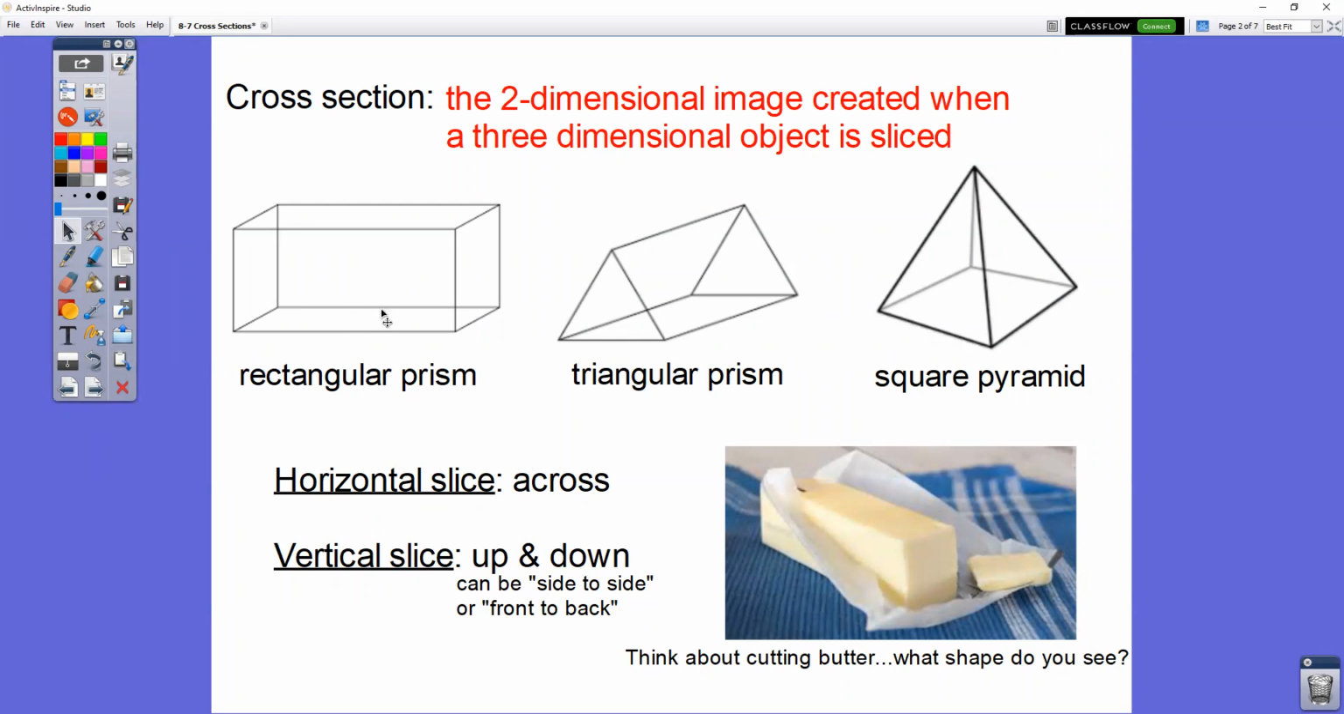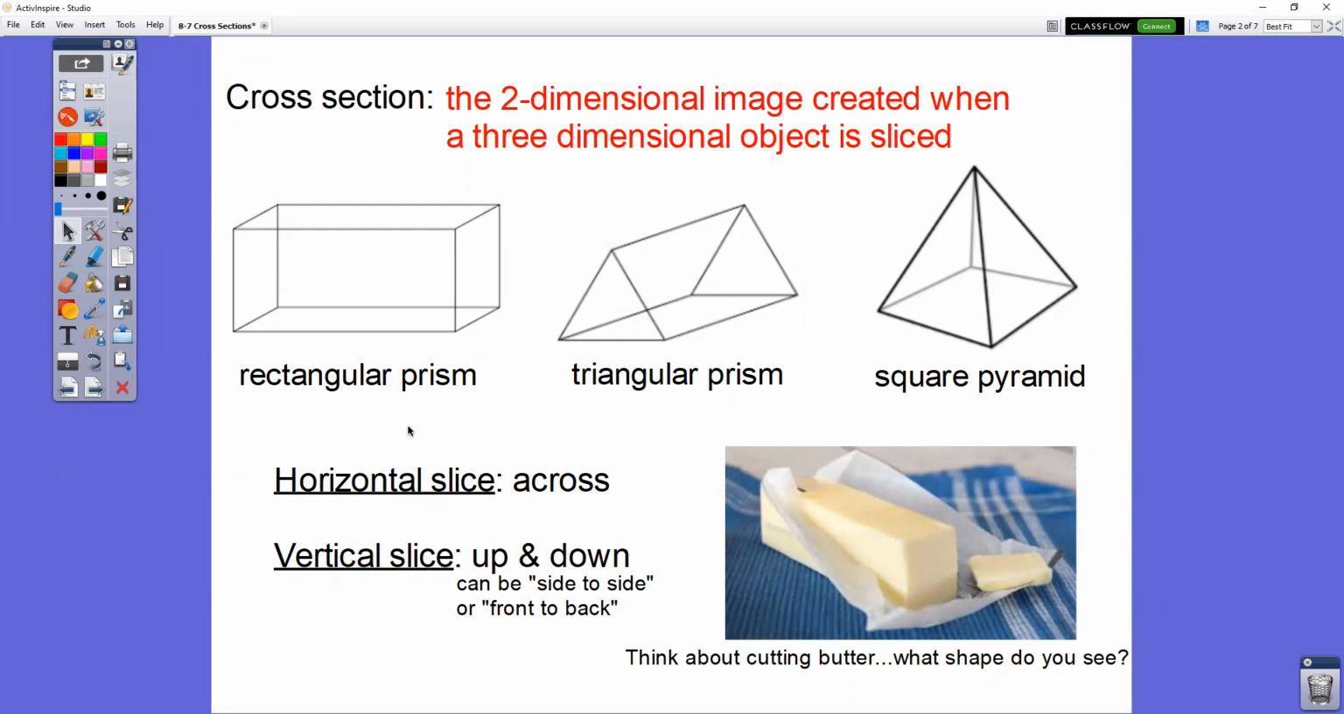So think about a rectangular prism, a triangular prism, and a square pyramid. Those are all three-dimensional shapes, all right, 3D shapes. A two-dimensional shape is just like a square or a triangle or a circle or a pentagon. It's just a normal shape, where a three-dimensional shape is like these three.